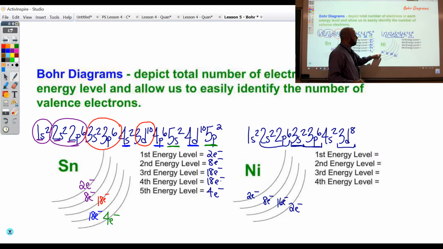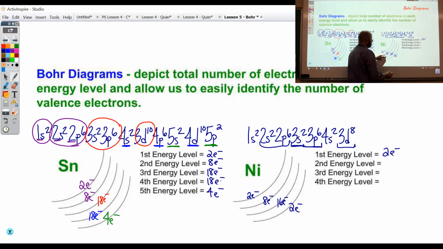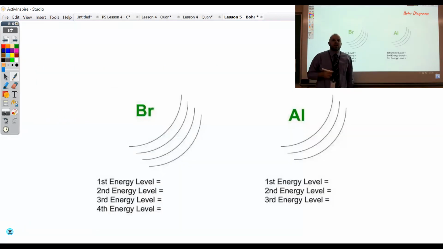For nickel, we have something similar. So we have 2 electrons in the first energy level. We have 8 electrons in the second energy level. We have 16 electrons in the third energy level. And then finally, 2 electrons in the fourth energy level.